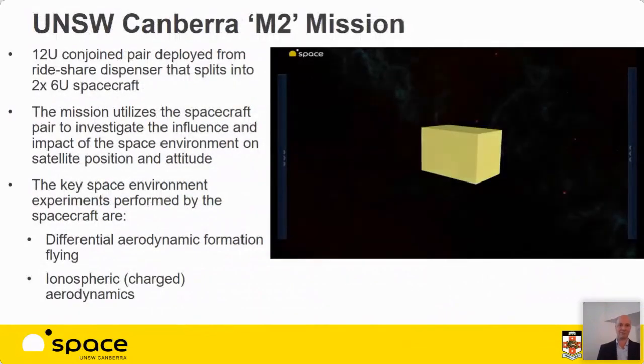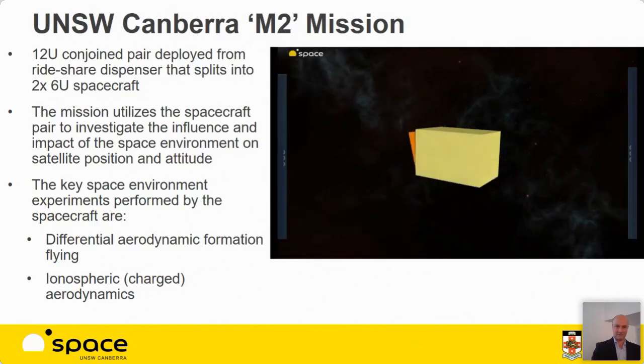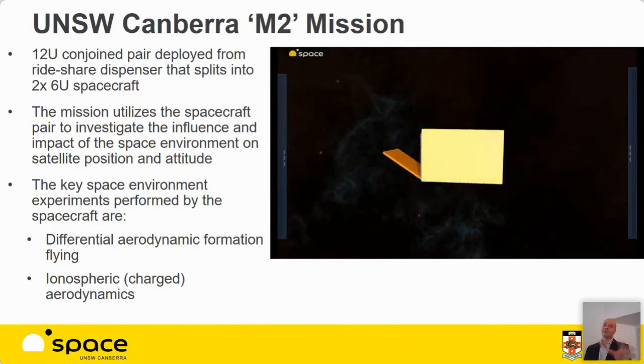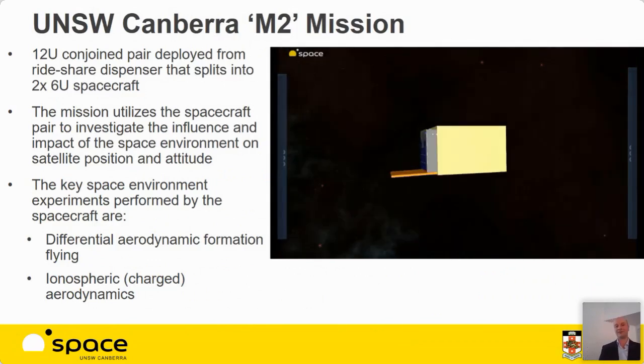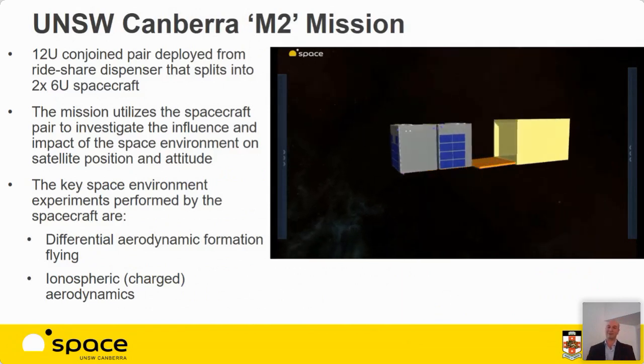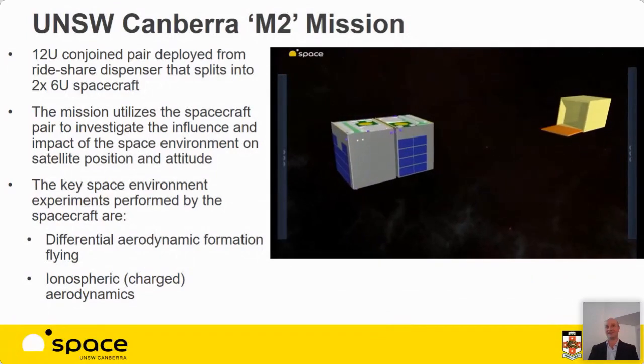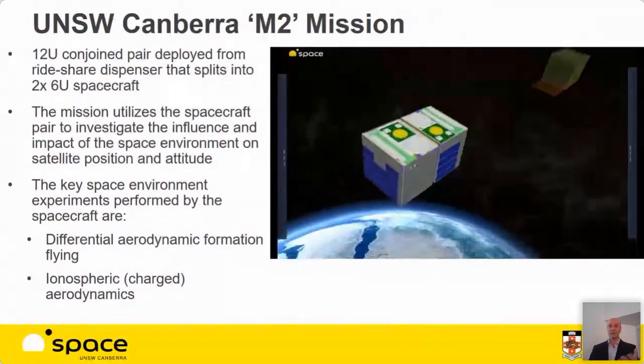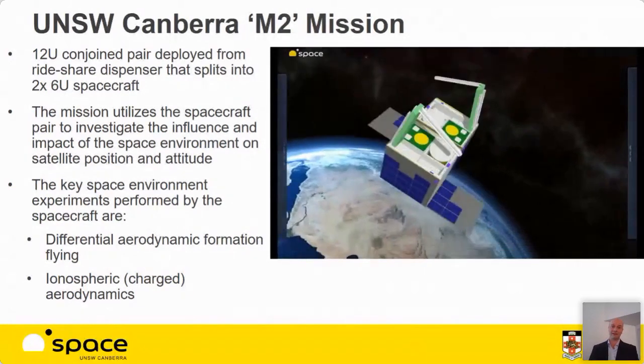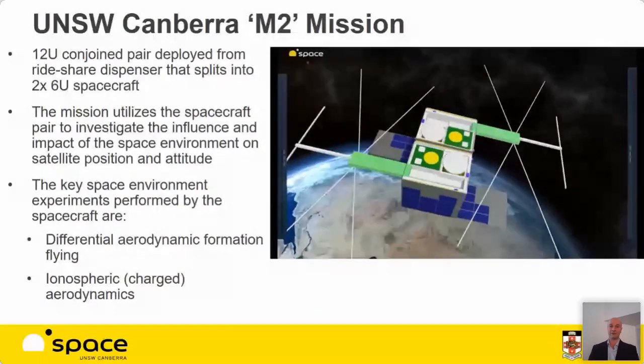So this is an artist's impression of what that separation is going to look like. If it will choose to play for me. There we go. So this isn't 100% physically accurate. So if you see a couple of antennas looking like they might come quite close to each other, this is just an artist's impression. But this is a 12U CubeSat, and it's currently in that conjoined configuration.